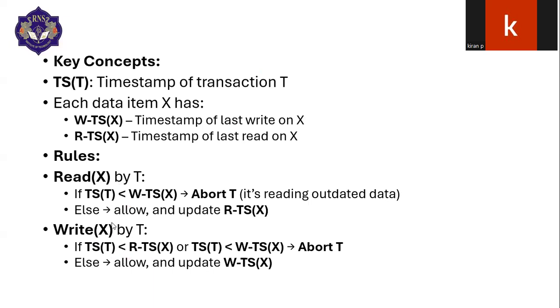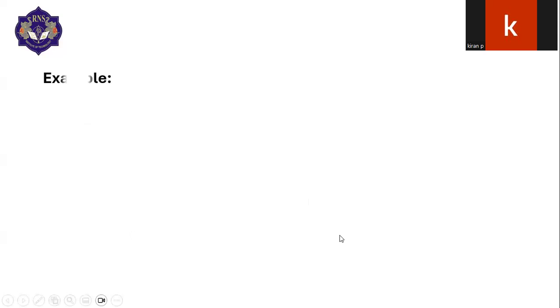So when I go for a write of x, I check whether TS of T, the timestamp of the transaction, is less than RTS of x, the read time, or the timestamp is less than the write time. If it is less, then we abort T. Else we allow the update. I'll show you with some examples, so it will be clear for understanding.